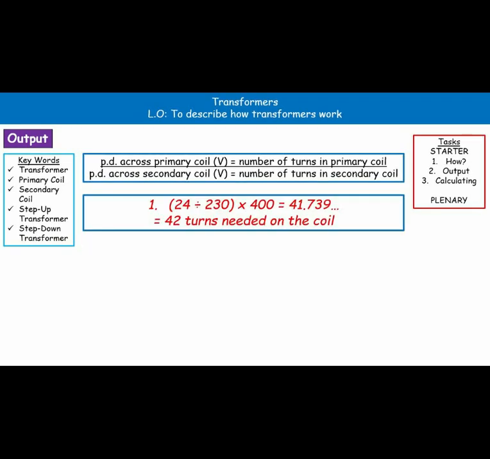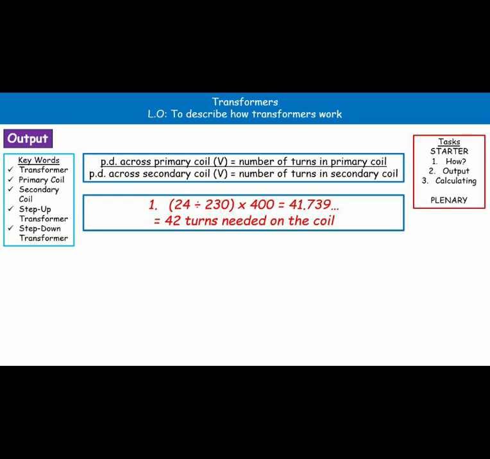Okay, so when it comes to solving this one, what we're going to do is 24 divided by 230 and then multiply that by 400. Now if you put that into your calculator, you come out with an answer of 41.739 and loads of other numbers. And what we need to remember, of course, is it must be a whole number. So because it's 41 point something, then we'd need 42 turns on the coil.